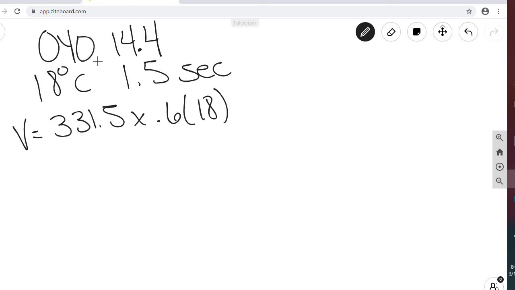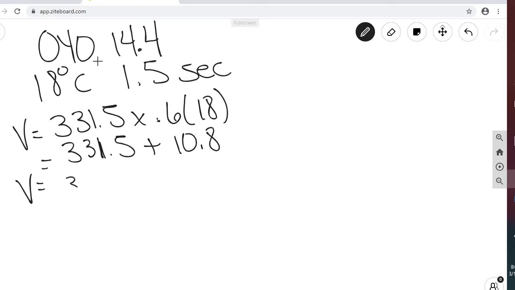Okay, so 331.5 plus 0.6 times the temperature, which is 18 degrees C, and therefore that's 331.5 plus 0.6 times 18, which is 10.8. So we add those two together, so the speed of sound is equal to 342.3, and the units are meters per second.